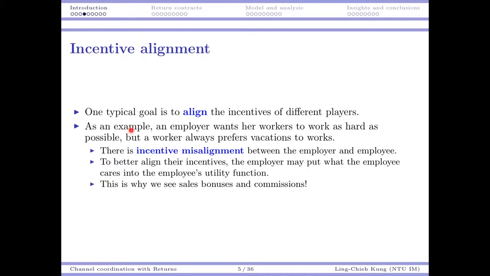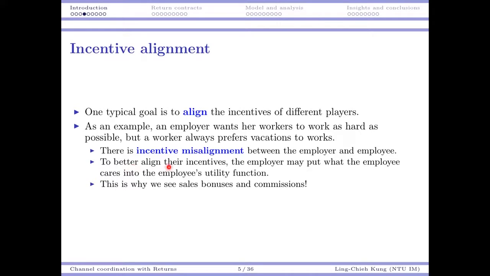So as an example, an employer or the boss typically wants the workers to work as hard as possible. But a worker always prefers to take vacations instead of working hard. Okay? So there is a very obvious incentive misalignment between the employer and the employee. The employer prefers the employee to work hard, but the employee does not.